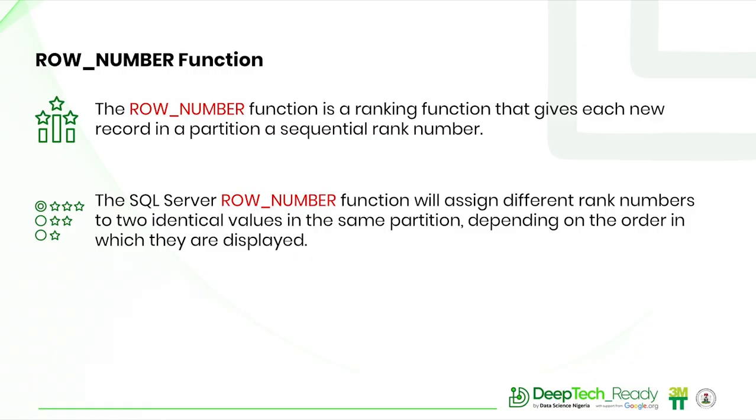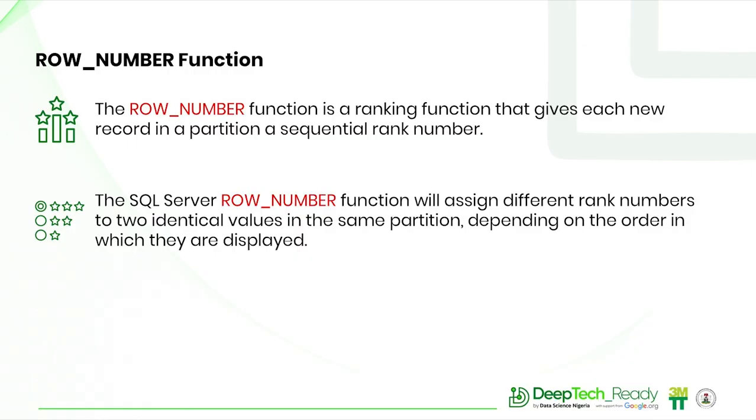The syntax for this function is as follows. We have SELECT, you specify ROW_NUMBER, and then OVER, and then you open your bracket, and then you PARTITION BY the column to which you want to partition, and you also ORDER BY the column that you want to order, and then you can alias it to a different name. In our own case, we have ROW_NUMBER, and then you specify the table.